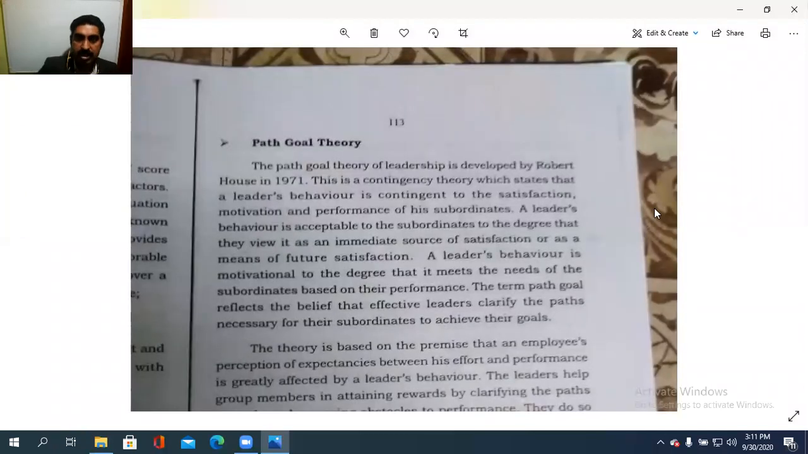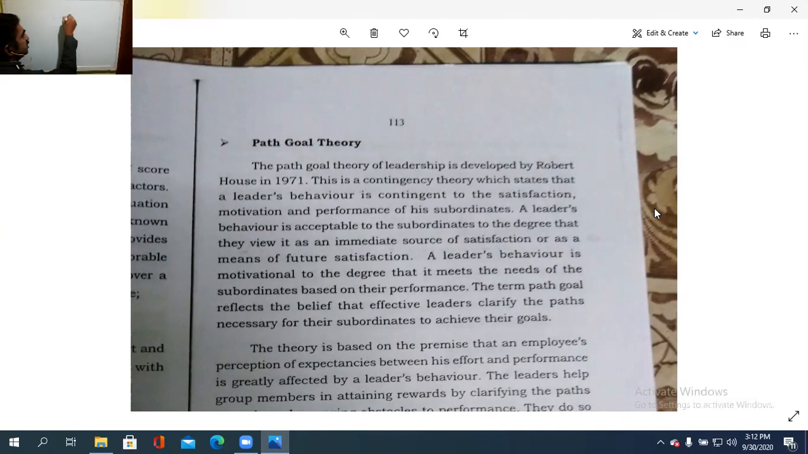So, the path goal theory of leadership was developed by Robert House in 1971. This is also a contingency theory that states a leader's behavior is contingent on the satisfaction, motivation, and performance of his subordinates. In the life of a leader, the subordinate's role is very important. The satisfaction of the subordinates is one of the success points of a leader's way, and also their motivation and performance.